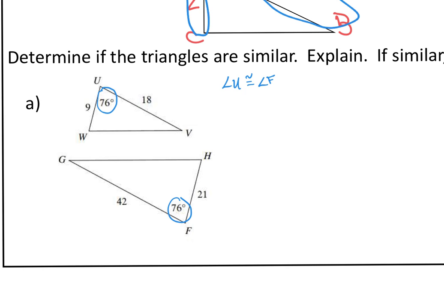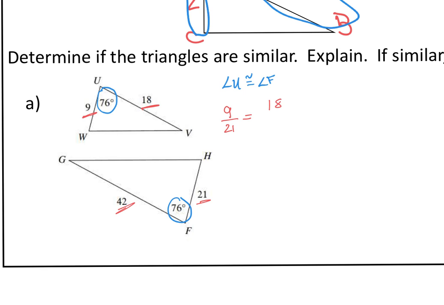Now, the next thing we have to do is determine if these two triangles are proportional. Remember, if they're proportional, we can cross multiply and the numbers will be the same, or we can simplify and the fractions will be the same. So we have to set up our proportion. We're going to have two ratios, 9 and 21. So 9 to 21 equals 18 to 42.